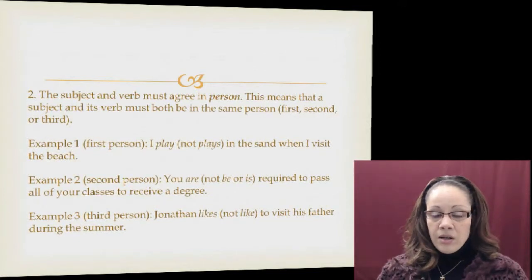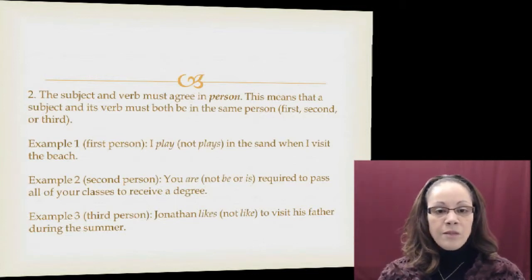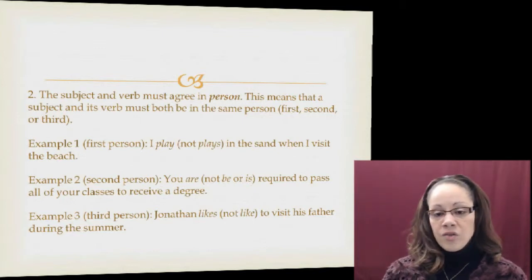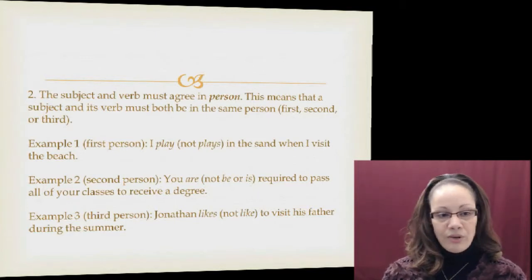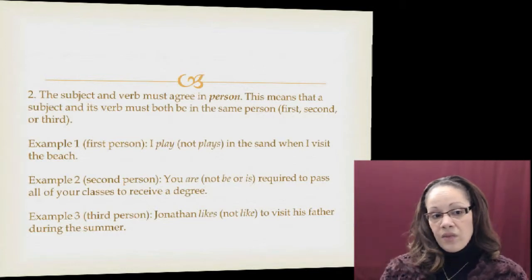The subject must also agree with its verb in person. Okay, this means that a subject and its verb must both be in the same person, whether it's first, second, or third person. And I will give you a list of first, second, and third person pronouns in another module. Example 1 has a first person pronoun as the subject of the sentence.